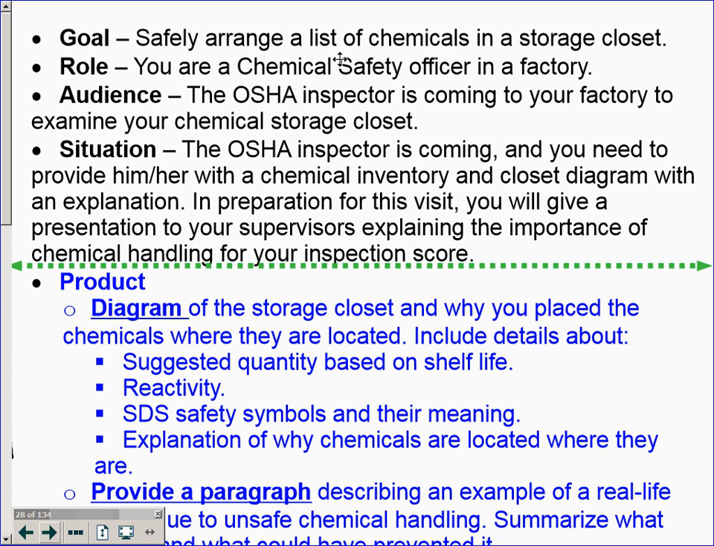Or would you want to, let's do it this way. Would you want to put chemicals that are flammable near something that would be like an ignition source? No. OSHA would be very angry with you. But what you want to think about is, how are these properties similar? How are the properties different? And how can I arrange my little chemical storage closet to resemble what would be a safe environment? So in preparation, you'll give a presentation to your supervisors explaining the importance of the chemical handling for your safety and inspection score. So this sounds elaborate, but I'll tell you what you basically need to do.